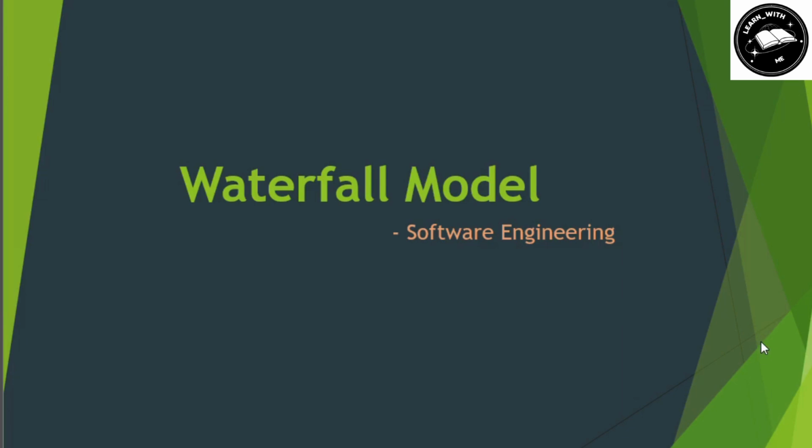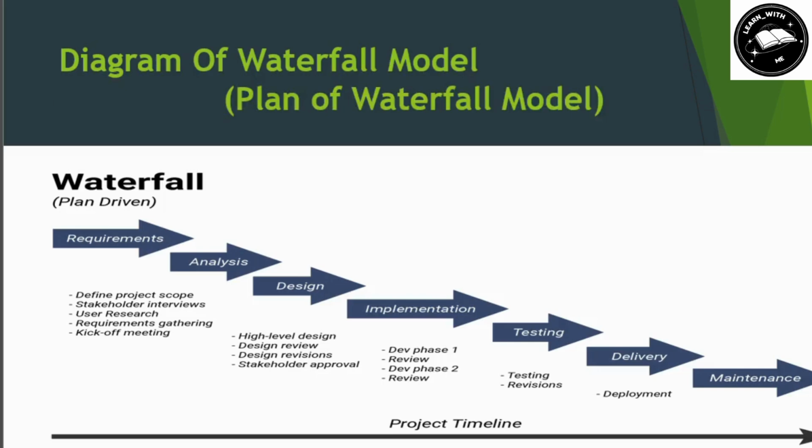Model in software engineering. There are 7 phases in the waterfall model. First one is requirement, second one is analysis, third one is design, fourth one is implementation, fifth is testing, sixth is delivery, and last, that is the 7th, is maintenance.